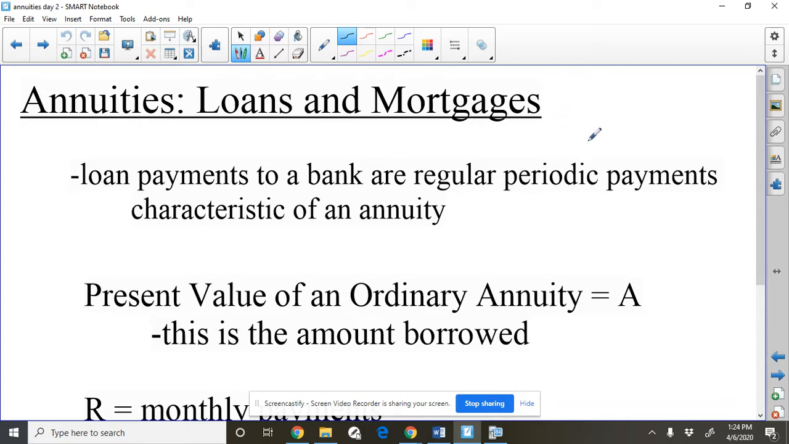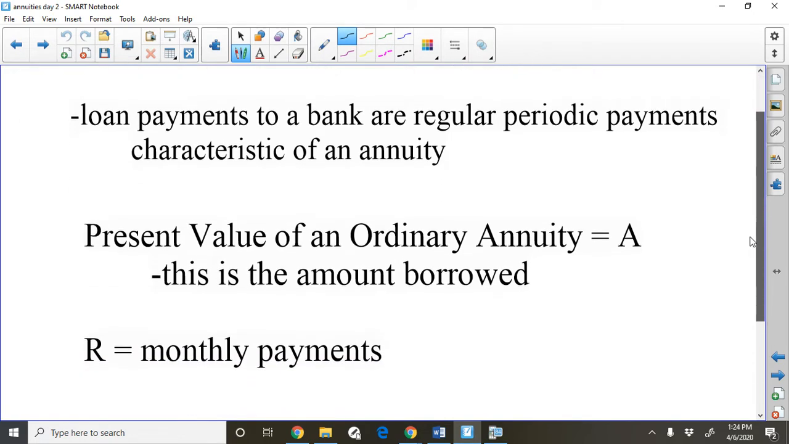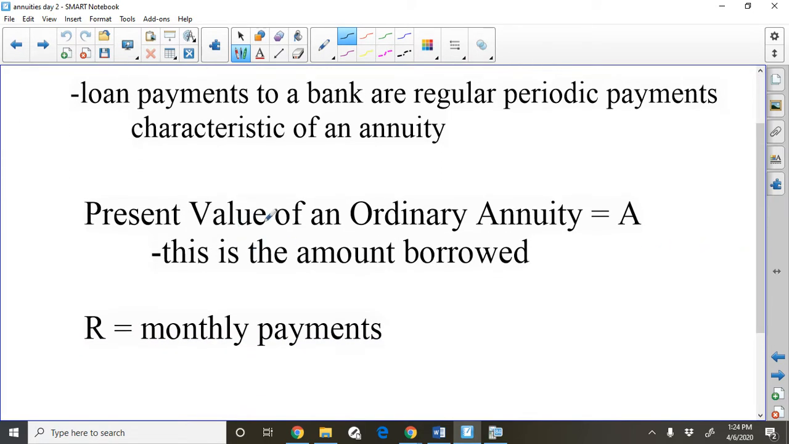As you pay down the loan, you have to pay less interest because there's less left on the loan. So because you're paying it at these regular periodic payments, this is an annuity, and we have to use one of these more complicated formulas. For today's formula, we're going to use the present value of an ordinary annuity, which is capital A. Don't get this confused with the compound interest formula. This capital A is present value.